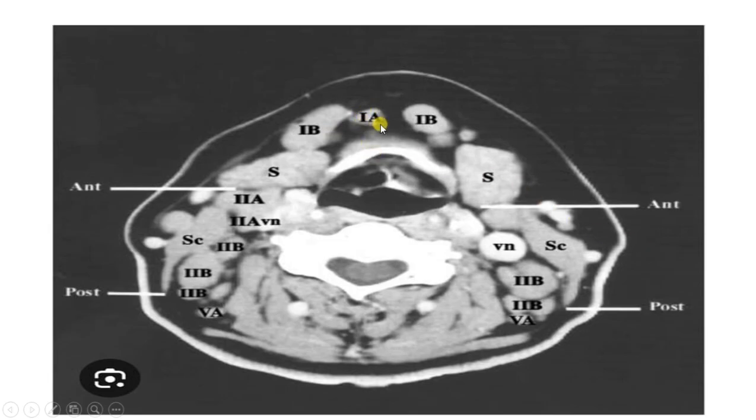This is the submental lymph node in the submental 1A region. This is 1B, which is anterior to the submandibular gland, and this is the vagus nerve and carotid sheath. Anterior to this region is 2A, and 2B is at the medial side of the sternocleidomastoid muscle. This is also a 2B lymph node, and posterior to the posterior border of the sternocleidomastoid, this is 5A.